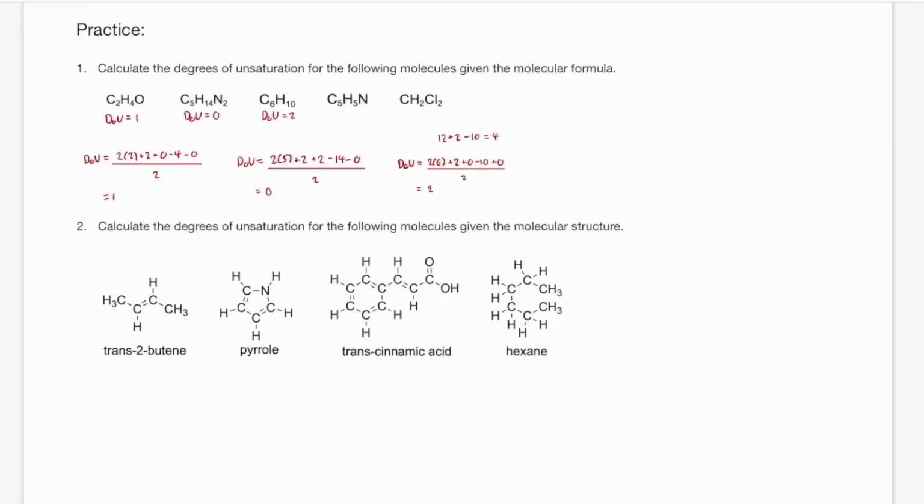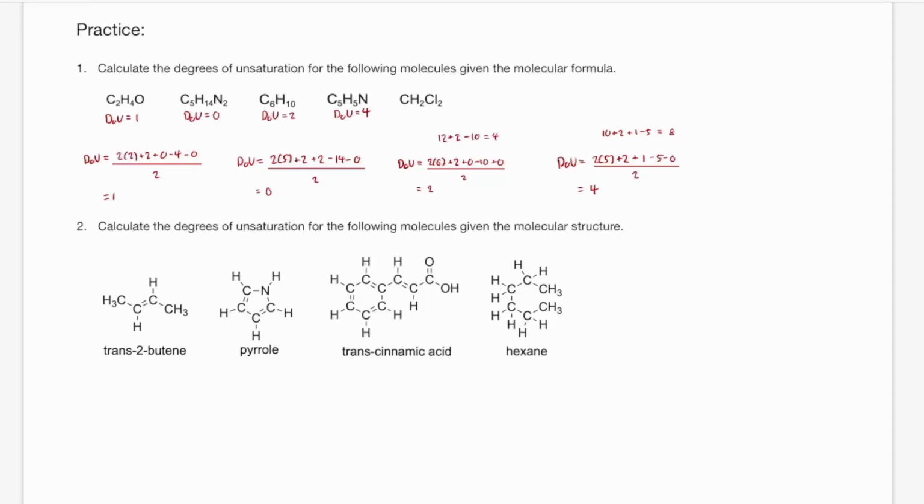In C5H5N, there are 5 carbons, 5 hydrogens, and 1 nitrogen, but 0 halogens. Plugging these values into our formula, we get the degrees of unsaturation equal to 2 times 5 plus 2 plus 1 minus 5 minus 0, all over 2, which gives us a final value of 4. Hence, we can conclude that the molecule has 4 degrees of unsaturation.